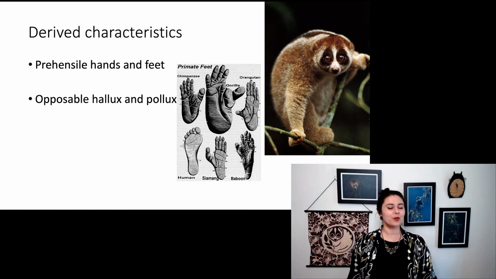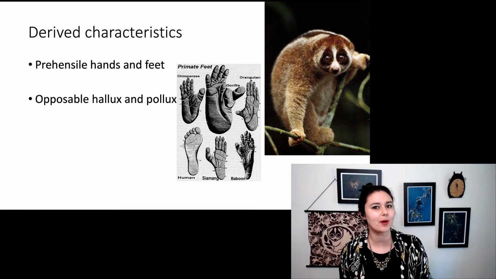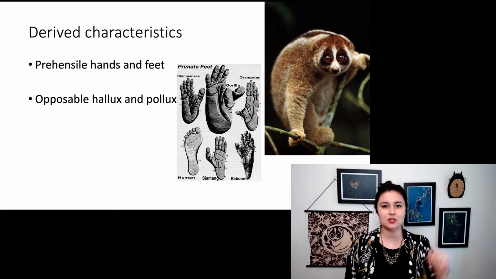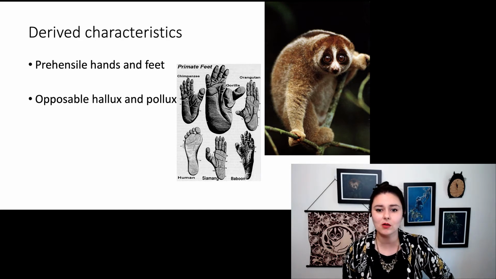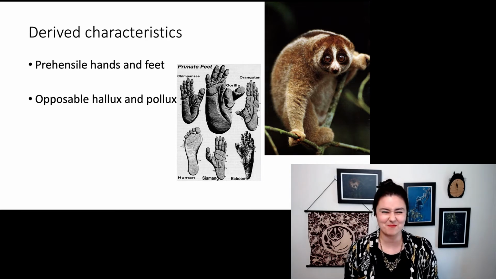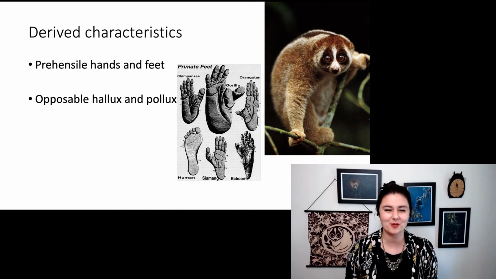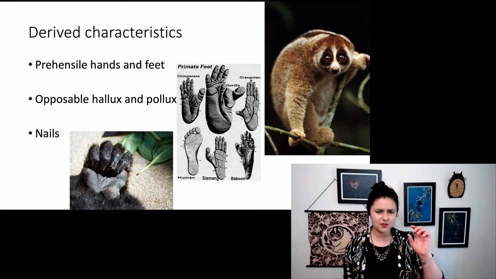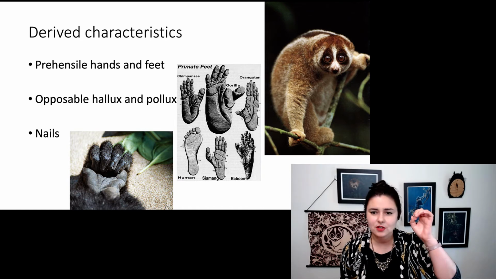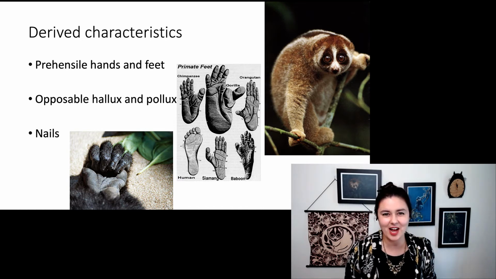Next, probably the most famous one, we have our opposable hallux and pollex. Those are just fancy words for our thumb and our big toe. Humans are actually the strange one here. Every other primate has an opposable big toe, but we've lost it so we can be more efficient at bipedal walking. We also have nails rather than claws, so we have a much more delicate grasp that we can do.